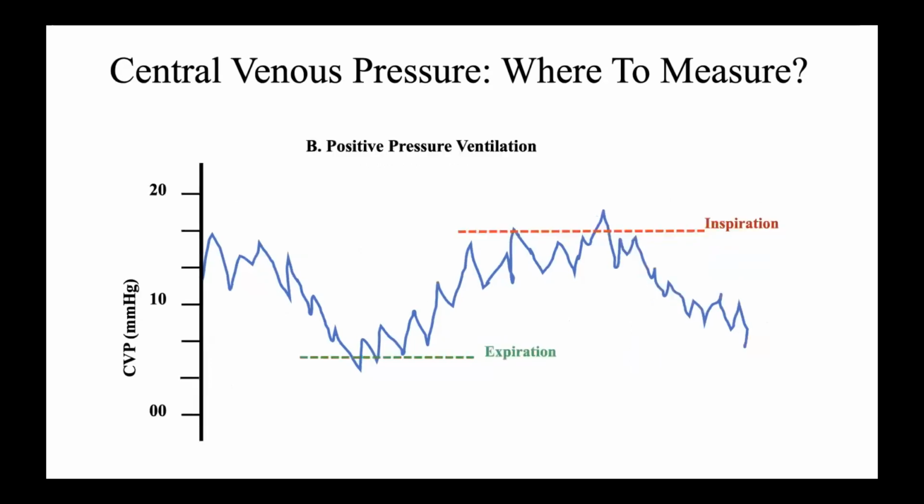This is reversed when the patient is on positive pressure ventilation, where during the positive pressure breath, the higher part will be the inspiration on the monitor, and the lower part will be the expiration, or as close to zero as possible, which might include the PEEP that you are applying, and therefore the central venous pressure should be measured just before the beginning of the next inspiration.